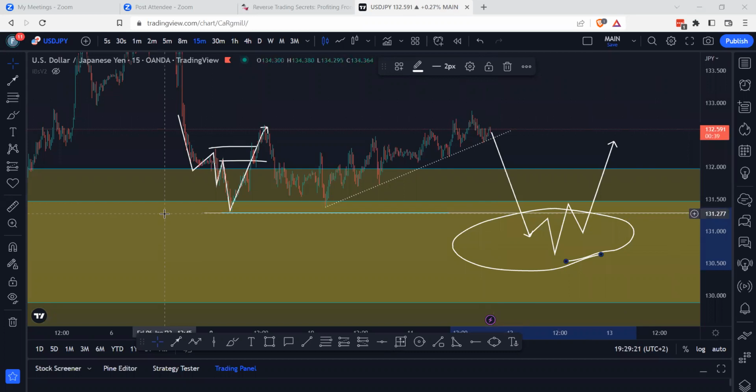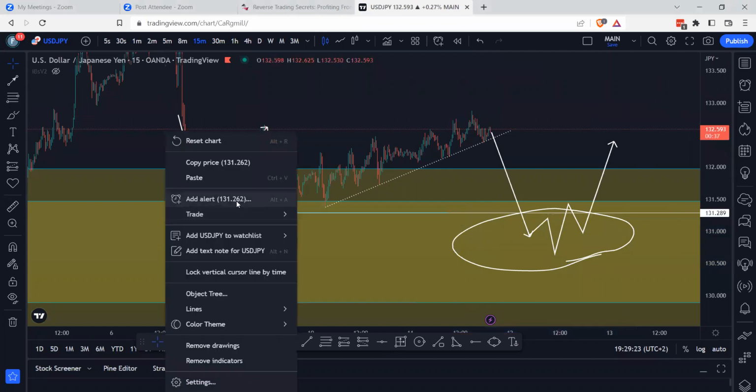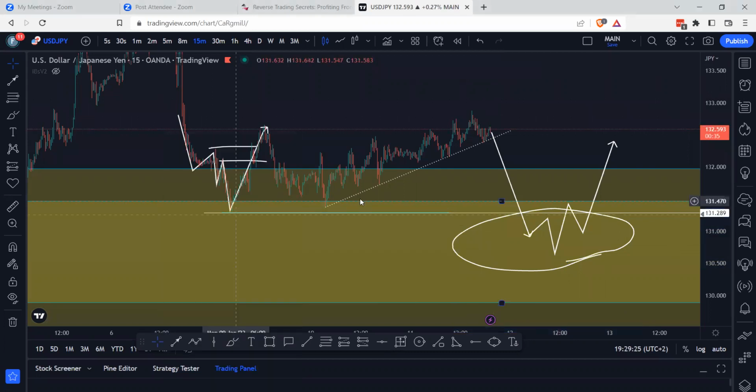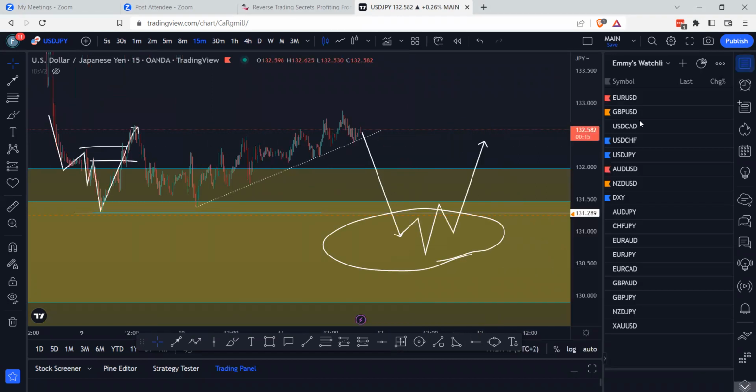So what I'll do personally is I'll just come here and set an alert. I want an alert so that once price gets into this zone, it will trigger the alert. I'll get an email from TradingView. I also get a pop-up notification on my app, and of course, a web notification on my laptop as well. So the next pair that we are looking at is Euro USD.